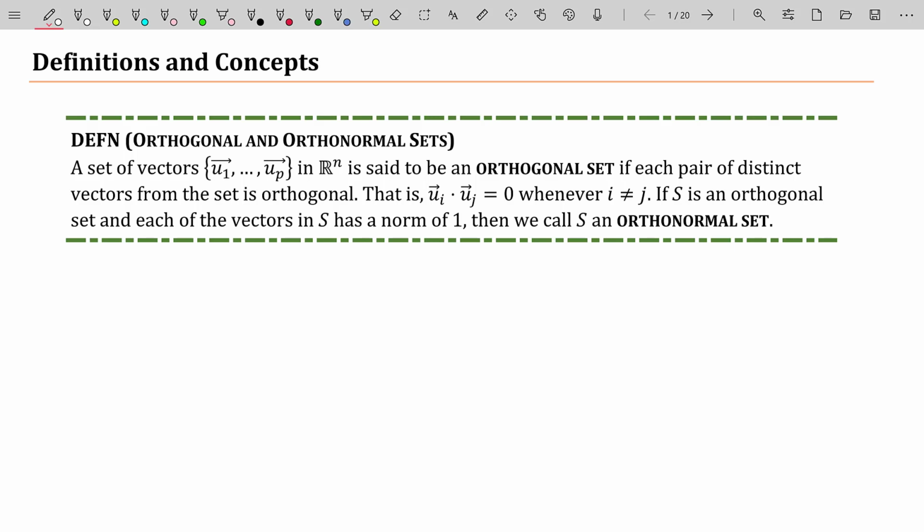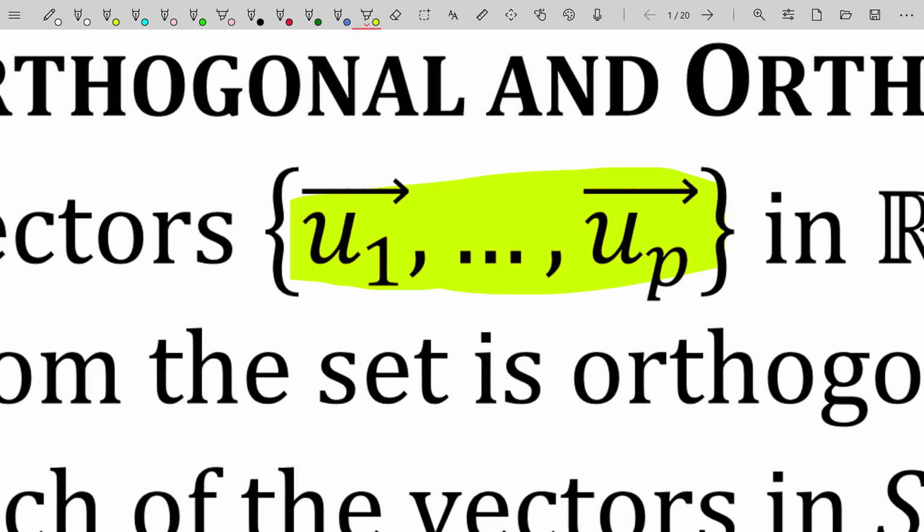So here it is, definition of orthogonal and orthonormal sets. A set of vectors u1 through up in Rn is said to be an orthogonal set if each pair of distinct vectors from the set is orthogonal. So in other words, maybe we have 10 vectors in this set. Each of those vectors is orthogonal to each other. So vector u sub 1 is orthogonal to u2, u3, u4, u5, all the way to up in this case. u2 is orthogonal to u1, u3, u4, u5, all the way to up, and so on and so forth down the line.